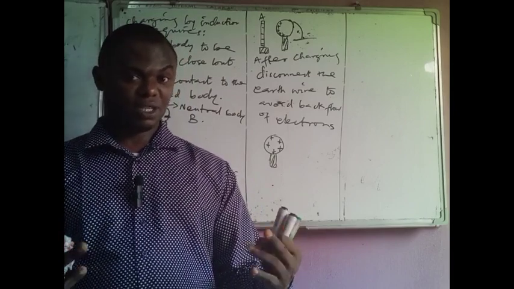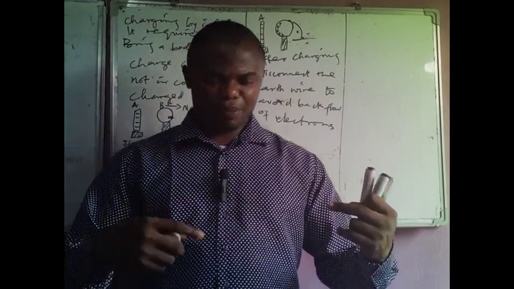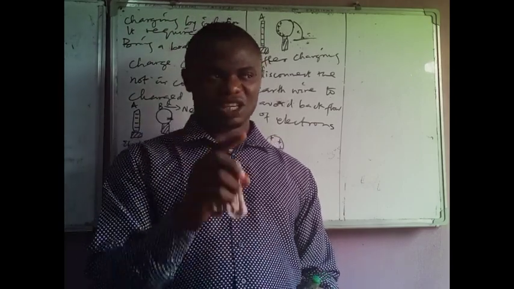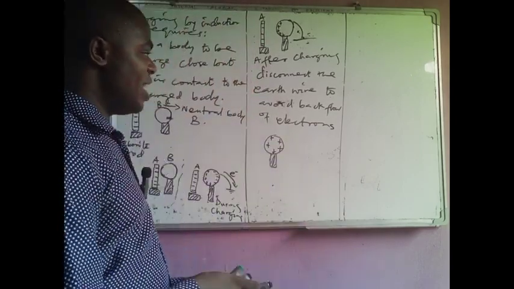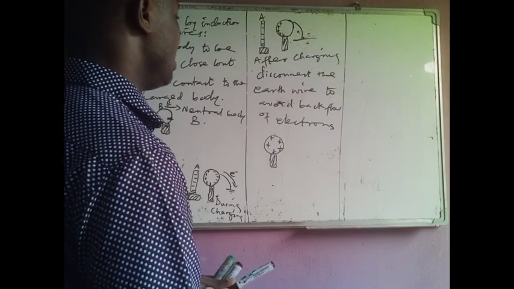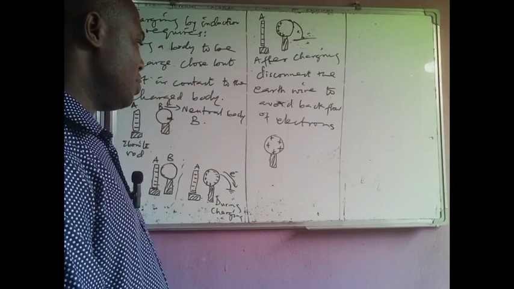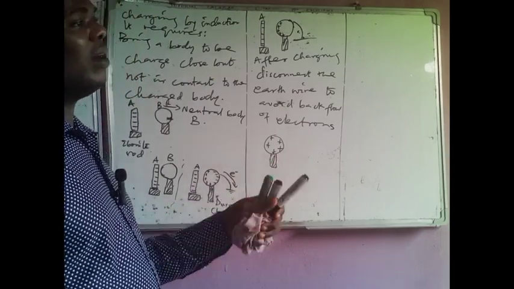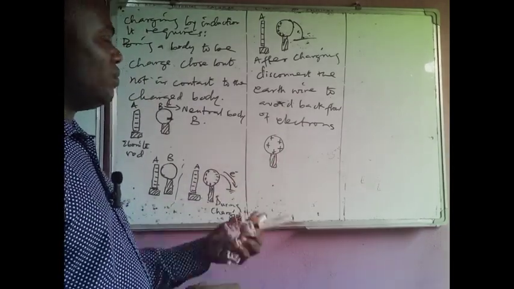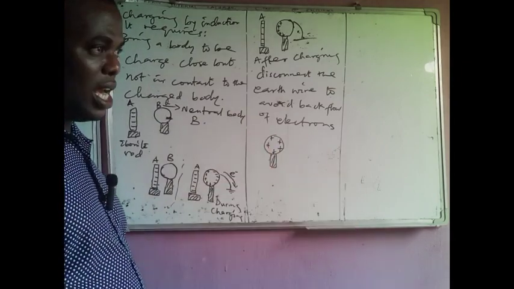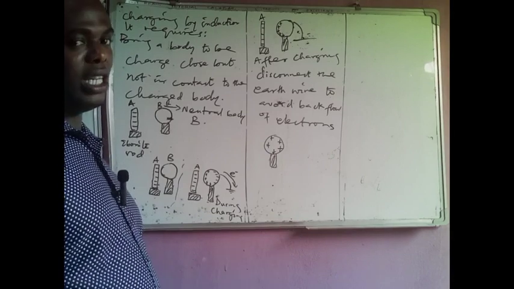At the end of the charging process, you see that the body to be charged ends up acquiring an opposite type of charge. Please don't forget this, it is very, very important. They end up acquiring an opposite type of charge, and it is only induction that requires earthing. I've told you the reason for earthing is to transfer excessive electrons down to the earth that can easily cause explosion or something like that.